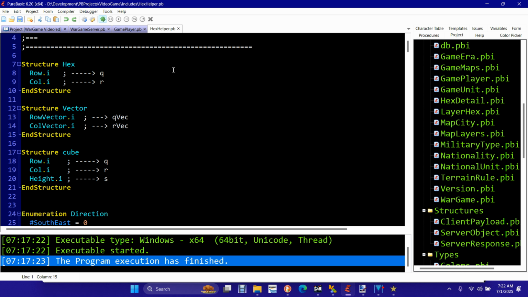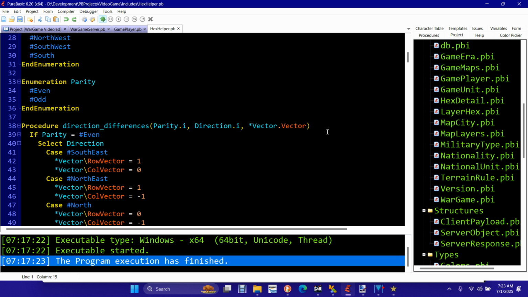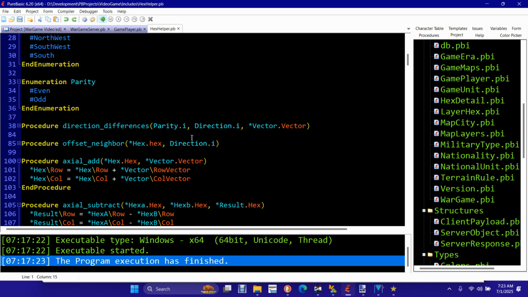Directions, these are his order of the directions. Parity, whether we're playing even or odds. And then I started handling the various functions. And if you look, he's returning a vector, which would be a full structure. So in PureBasic, you have to give me the structure or a handle to the structure, and then I load your structure with the answer, and that's how this happens to work.